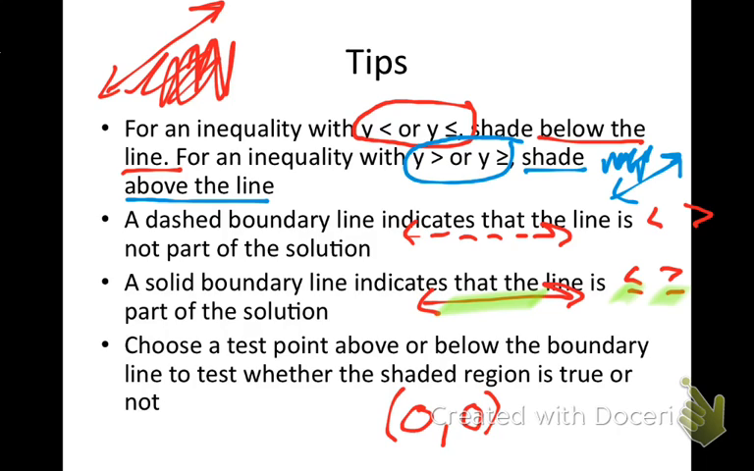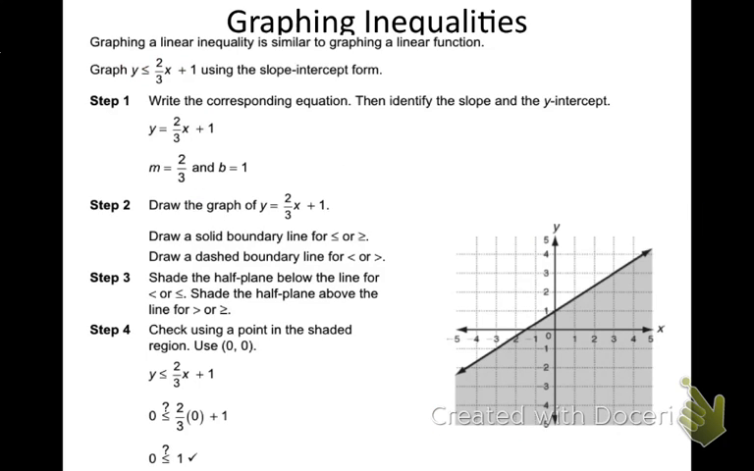All right. Next page, very similar to the last one. Again, this is showing you what you would do. I'm given an inequality: y is less than or equal to 2/3 x plus 1. And again, I treat it just as if it were an equation. I have a slope and I have a y-intercept. On the graph, I start off plotting my y-intercept.